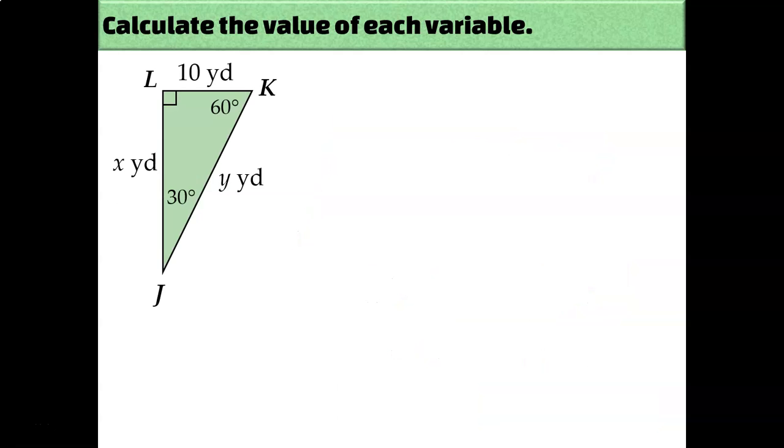Alright, let's try some 30, 60, 90 triangles. It's the same general idea, except we're going to use a different proportion. The proportion we'll use for 30, 60, 90 triangles is 1, square root of 3, and 2. 1 refers to the shorter leg, which is 10. 10 is the shorter leg because it's across from the 30-degree angle.